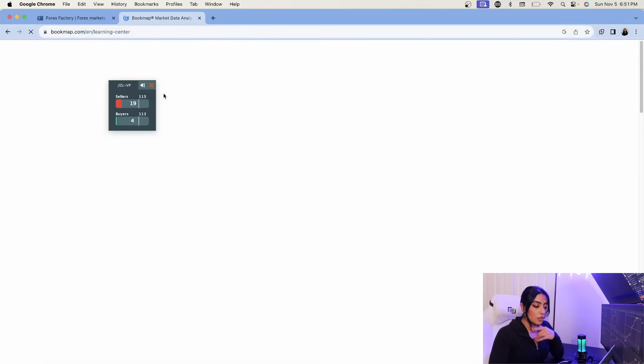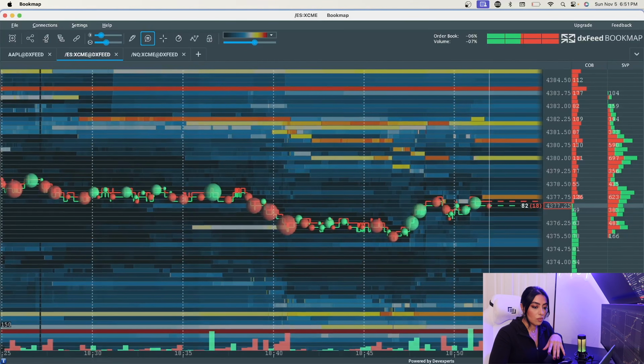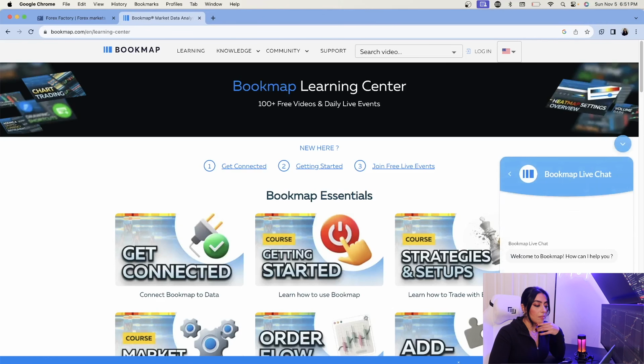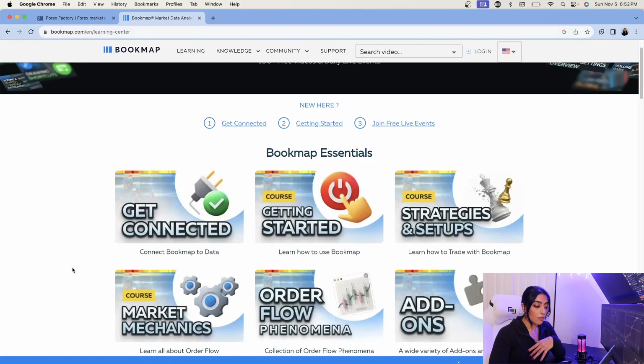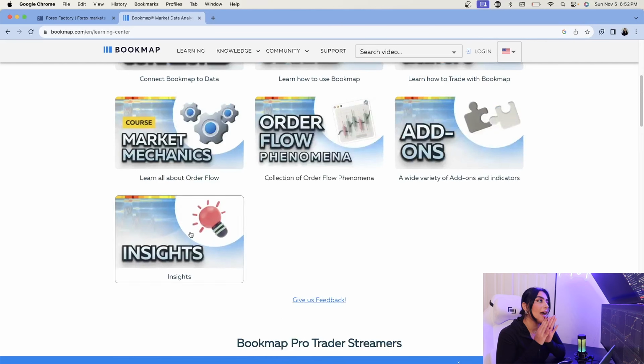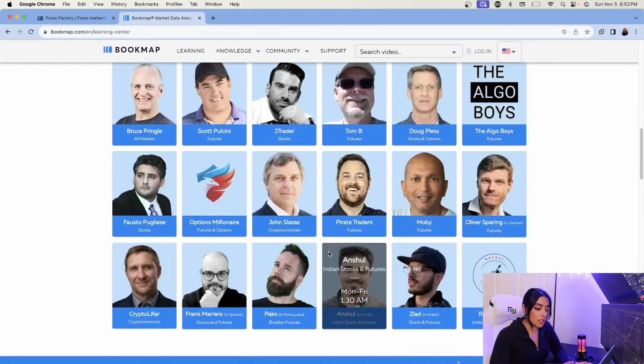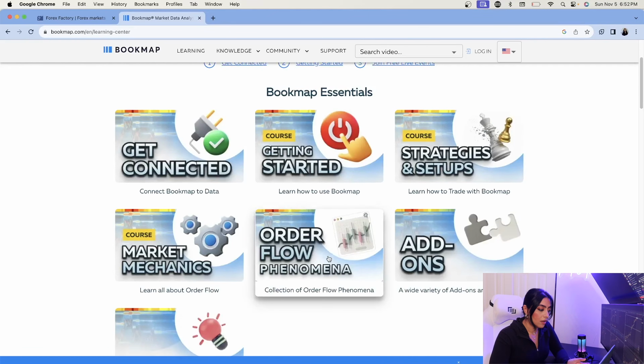So one other thing that I want to show you guys is this learning center. Once you come into Bookmap and you log in, they have a learning center, okay? If you're having issues getting connected, if you're having issues getting started, if you're looking for different add-ons, it has all of the add-ons here. There's hours and hours of learning material on their website. So if I went through it a little too fast, which I do talk fast, there's a lot more learning material here on their specific website, so you can go through and look at the different add-ons it has.